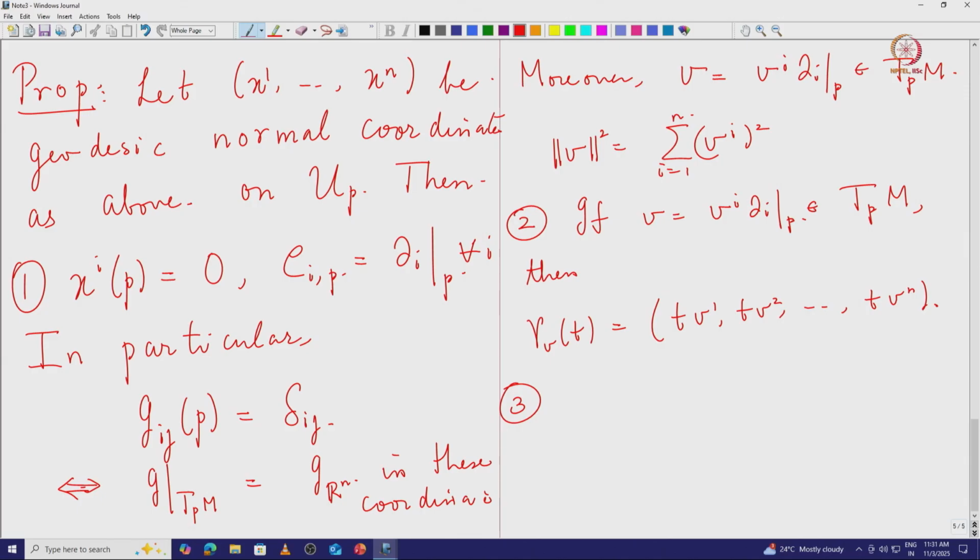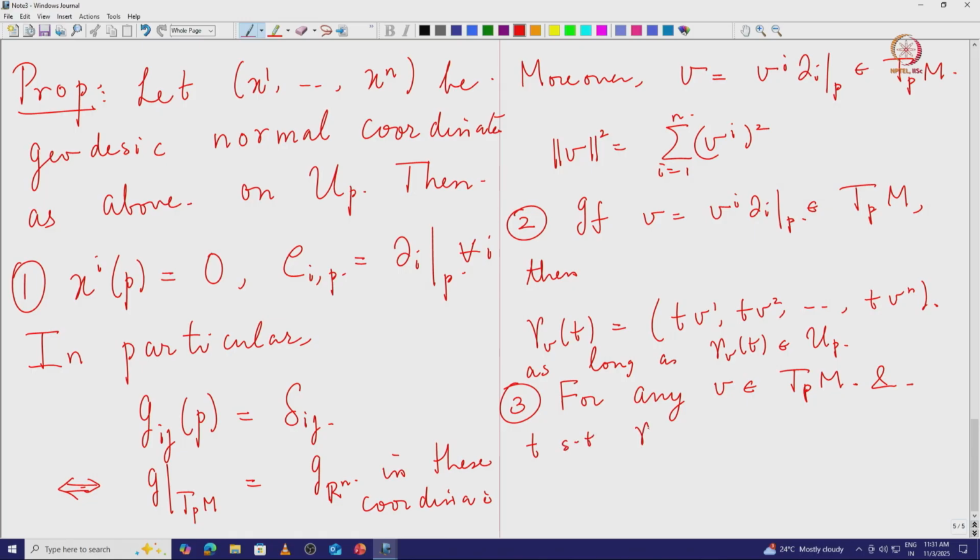And the third point is that for any V as above in the tangent space at P, so of course this is as long as gamma V of t stays inside this normal coordinate neighbourhood. Away from that, you of course do not know how it looks, because these coordinates are defined only on UP. Okay.